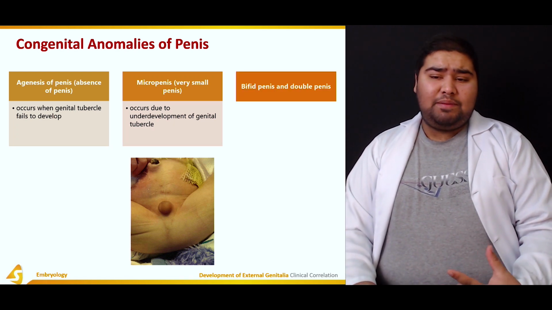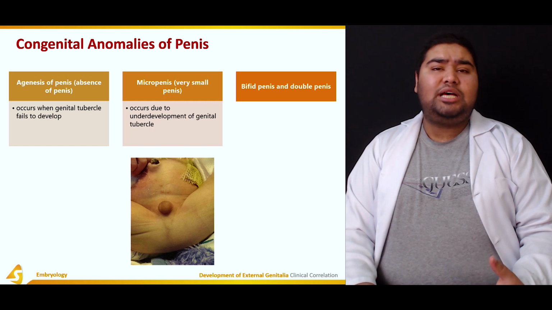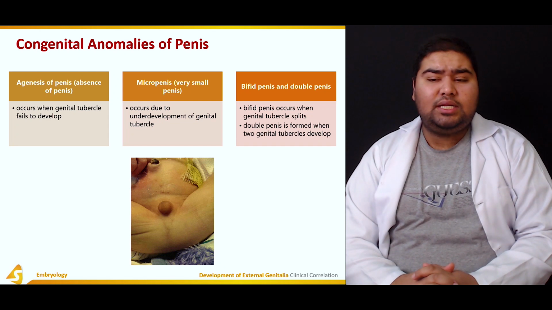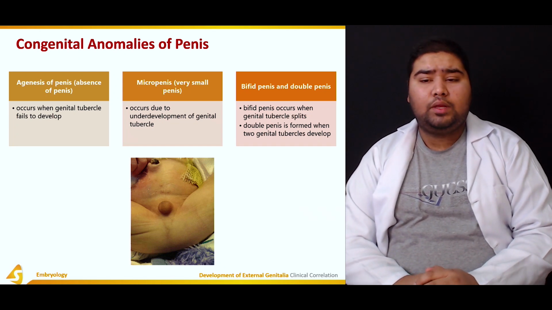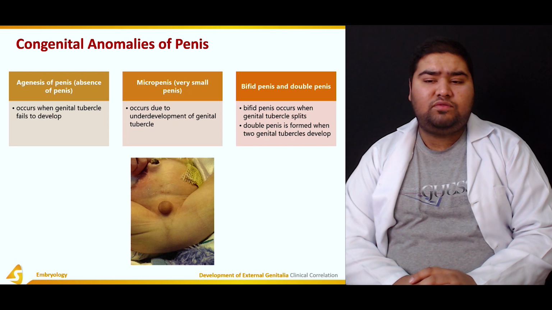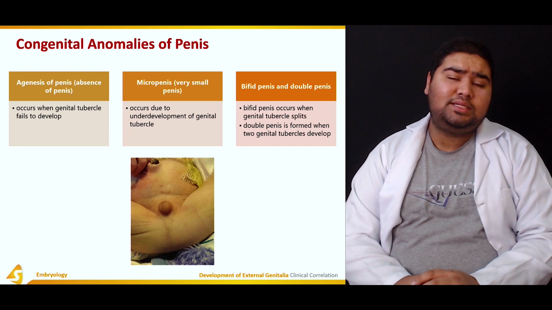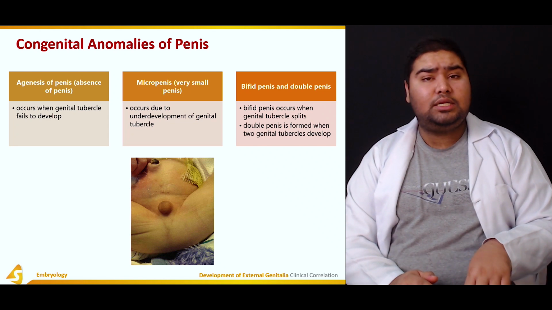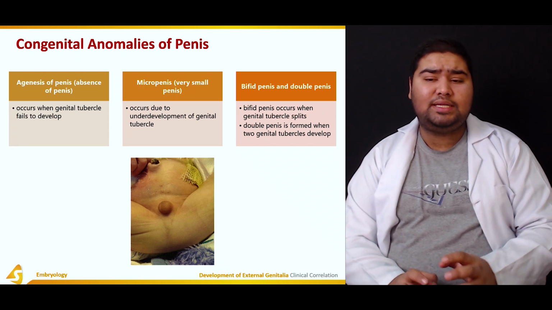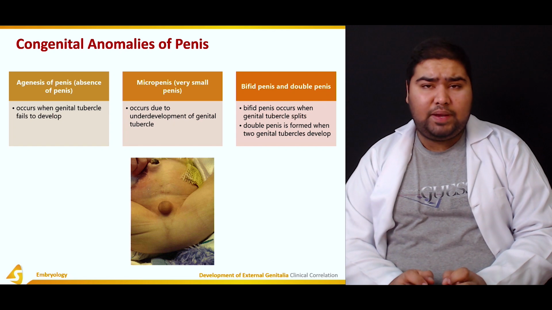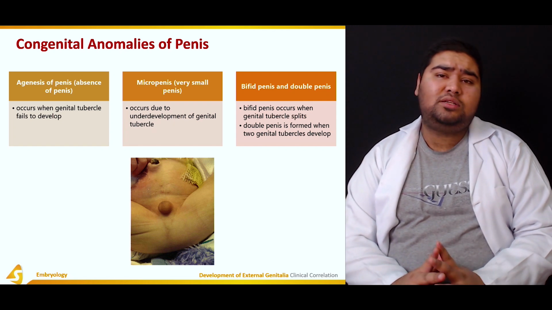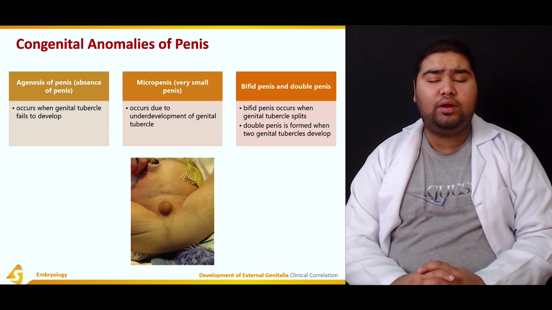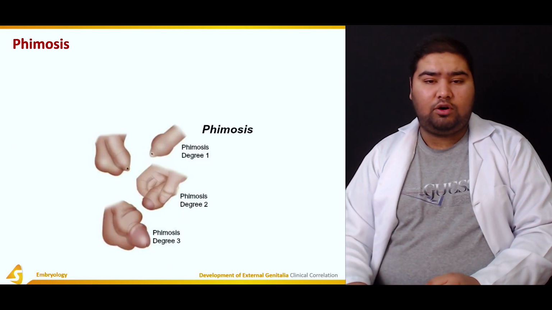Now, a penis can be bifid or there can be doubling of the penis. A bifid penis can occur when the genital tubercle splits. A double penis is formed when two genital tubercles develop. So the genital tubercle is developing. However, it is either undergoing a split or there are two genital tubercles, as a result of which either a bifid penis is formed or a double penis is formed.